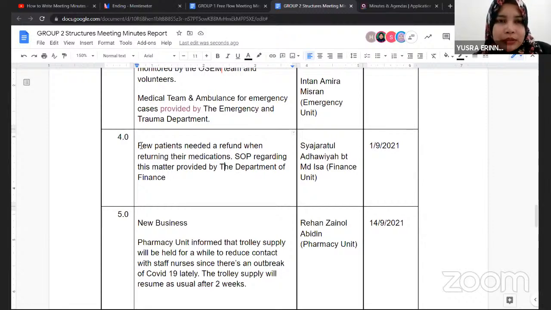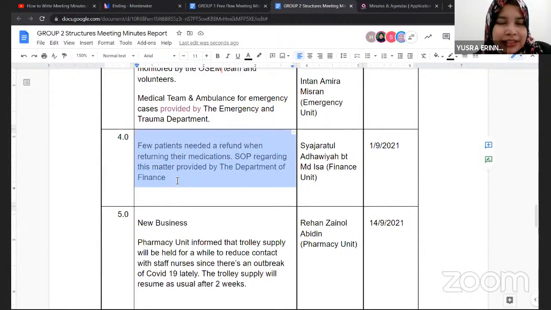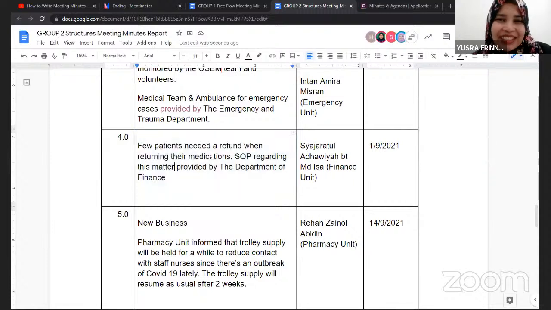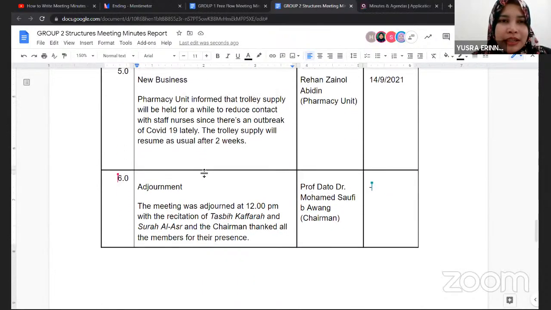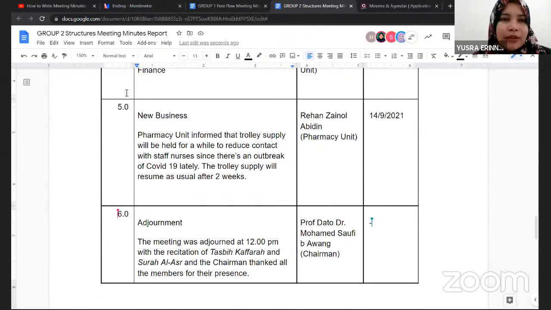Okay, sorry, I wanted to add color but it wasn't colored. So it's black. I hope that you can see the editing that I am doing. Alright, the next one. We're almost at the end. Okay, new business, pharmacy unit informed. Very good.